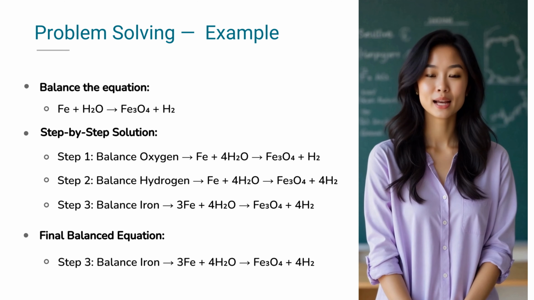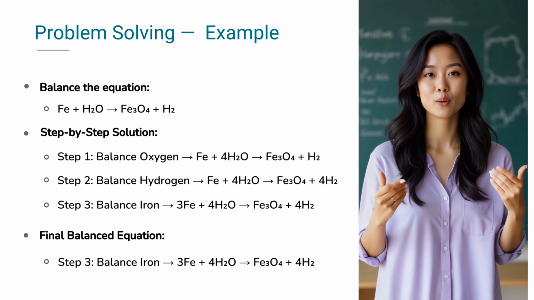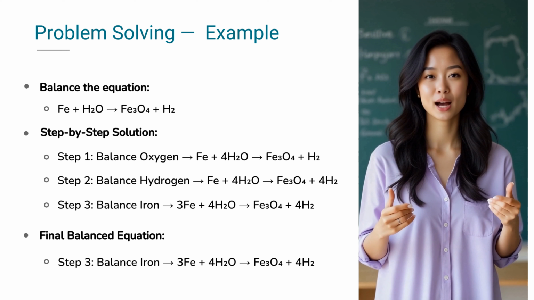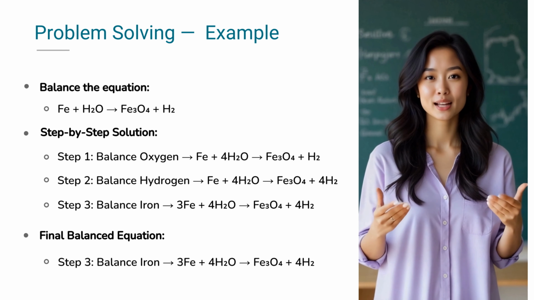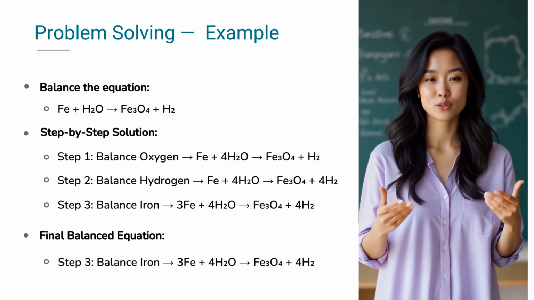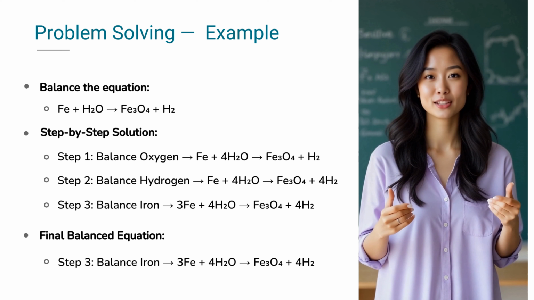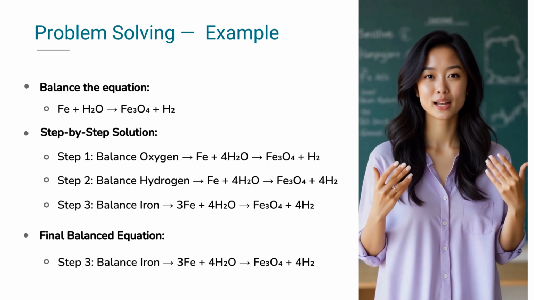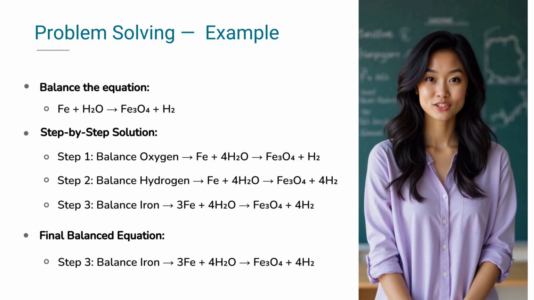On the right side, Fe3O4 contains 4 oxygen atoms. So, to match that, we need 4 water molecules on the left. Now, oxygen is balanced. Step 2. Balance the hydrogen atoms. 4H2O means 8 hydrogen atoms on the left. So, on the right, we need 4 hydrogen molecules to match. Hydrogen is now balanced. Step 3. Balance the iron atoms. Fe3O4 has 3 iron atoms, so we add 3 Fe on the left, and that's it. The equation is fully balanced.